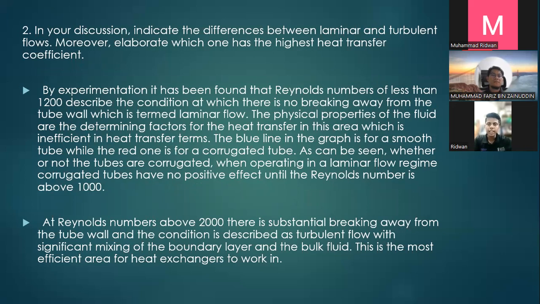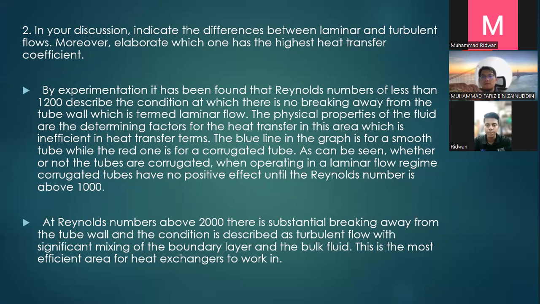Number 2, indicate the difference between laminar and turbulent flows. Moreover, elaborate which one has the highest heat transfer coefficient. By experimentation, it has been found that a Reynolds number of less than 1200 describes the condition at which there is no breaking away from the tube wall, which is termed laminar flow. The physical properties of the fluid are the determining factors for the heat transfer in this area, which is inefficient in heat transfer terms. The blue line in the graph is for a smooth tube, while the red one is for a corrugated tube. As can be seen, whether or not the tubes are corrugated when operating in a laminar flow regime, corrugated tubes have no positive effect until the Reynolds number is above 1000.